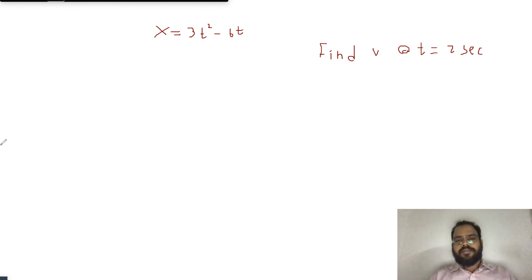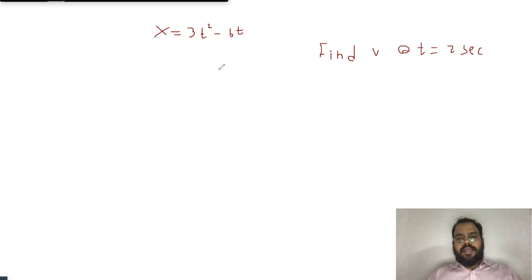So we'll do first the sums in equation form. If I give you displacement as a function of time, so let's say x is equal to 3t square minus 6t, and you're asked to find velocity at t is equal to 2 seconds. So take your 2 minutes time and solve this. And stop. So in this, let's see the solution.